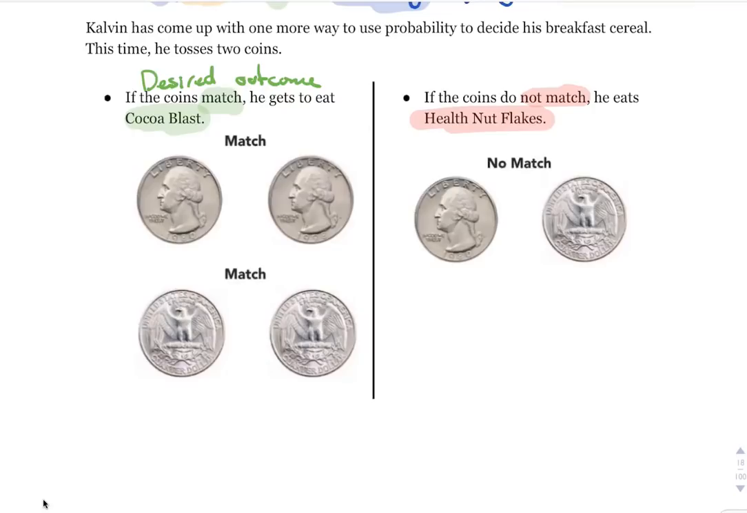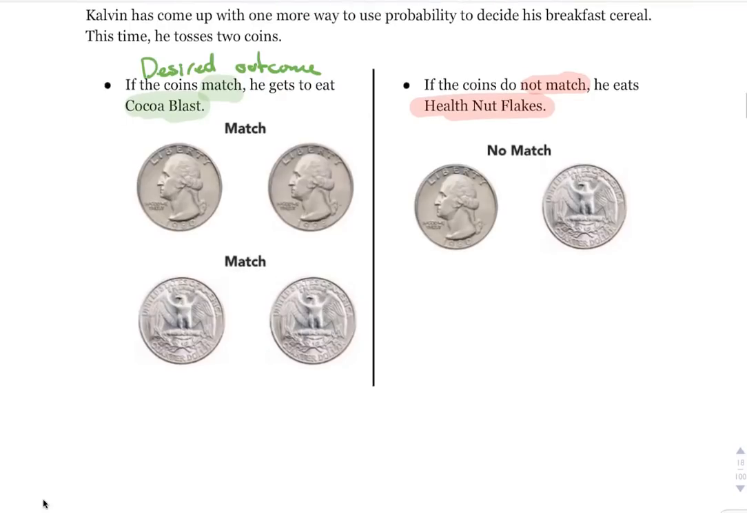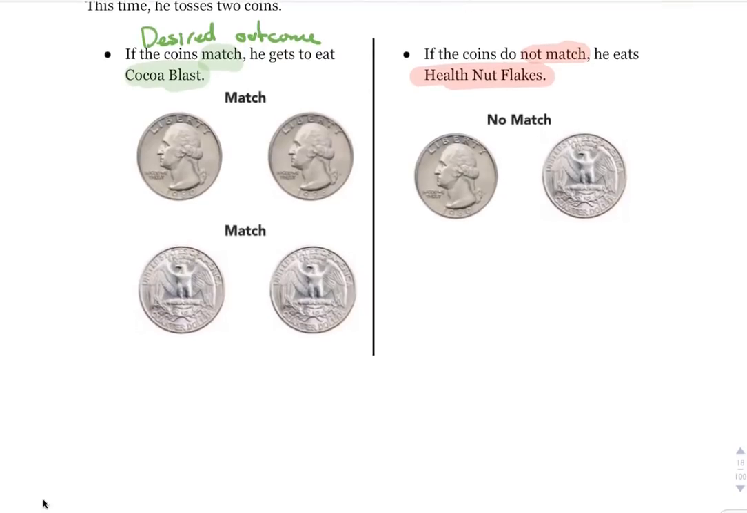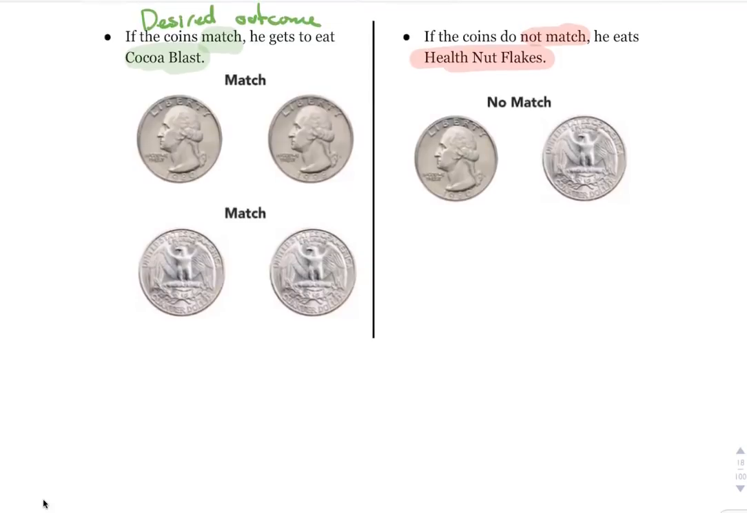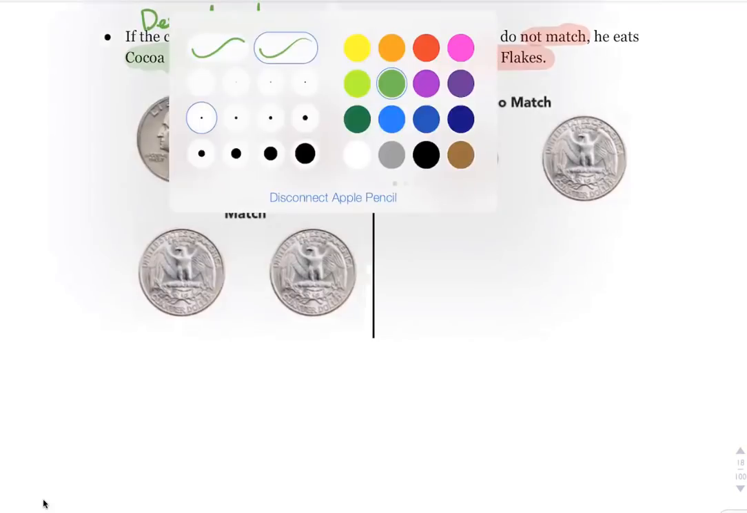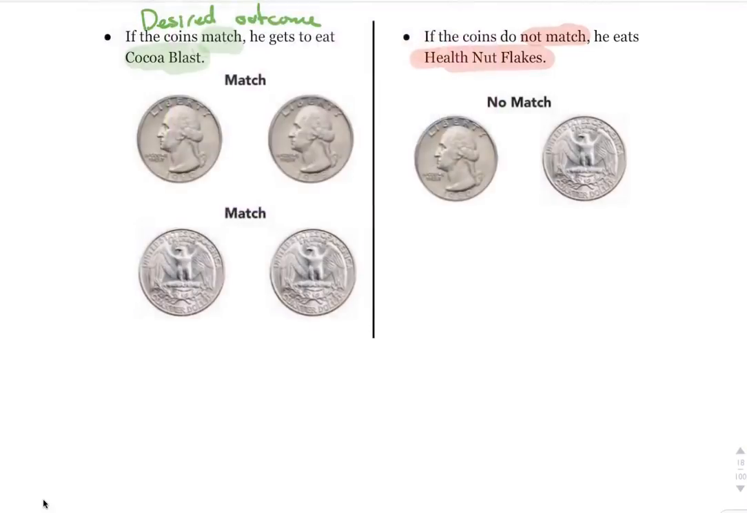So what are we going to do? We're going to conduct an experiment to see if it's actually true. So you should make a prediction, pause the video. Okay, what is your prediction? Do you think it will be twice as likely, or well, let's just see if it's more likely. More likely to get Cocoa Blast or not more likely?